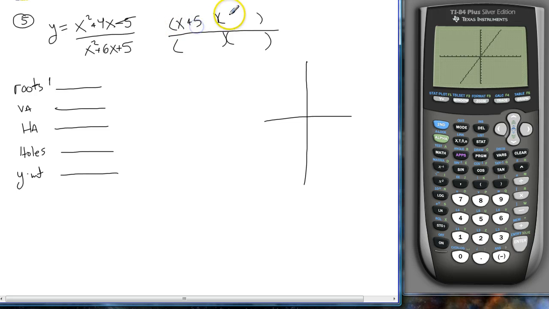x plus 5, x minus 1. x plus 5, x plus 1. Go through and see if you can fill in the pieces.